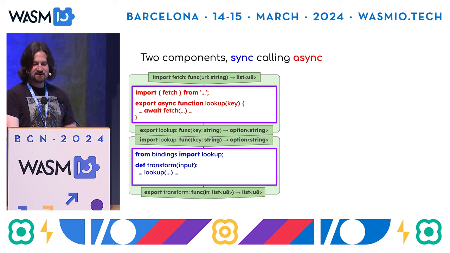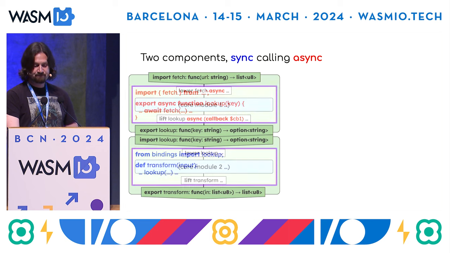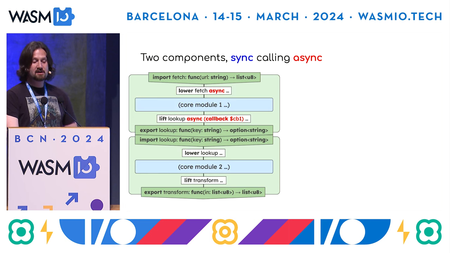All right, well now let's switch to the case where the calling component is sync. Say it's some Python code that does a synchronous lookup call. And concretely, this is when the callee uses async, but the caller component doesn't, and the default is synchronous. That's what we have in 0.2.